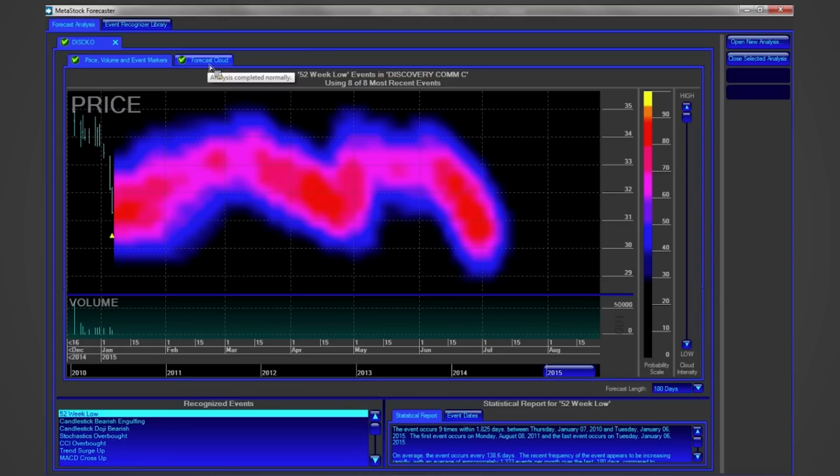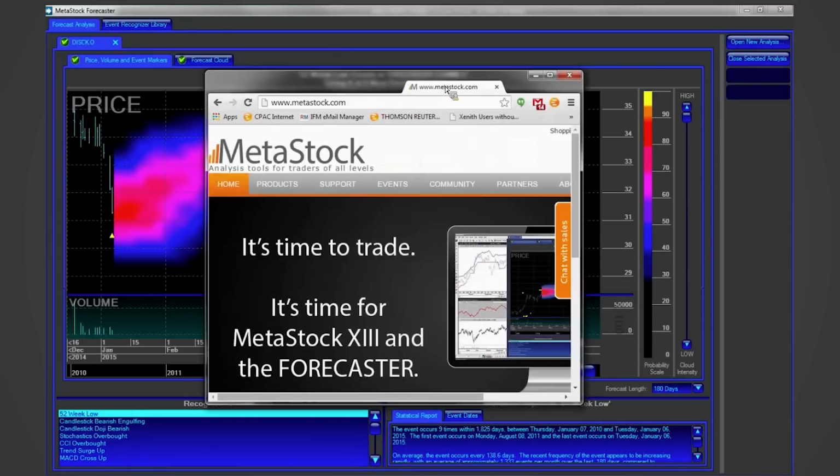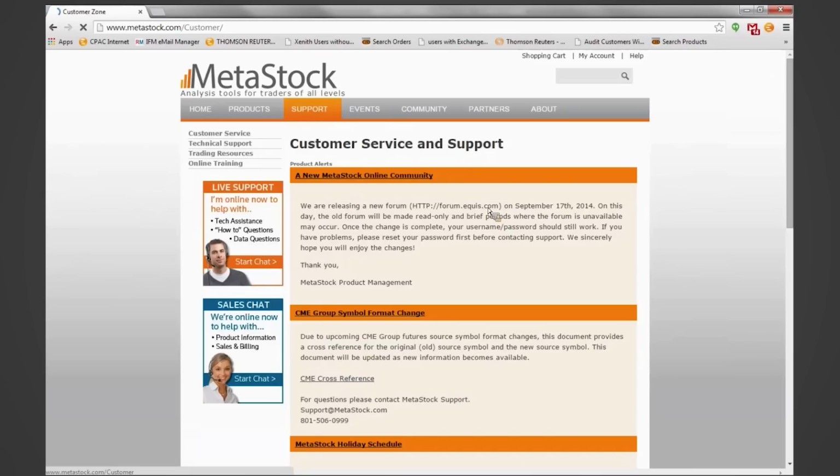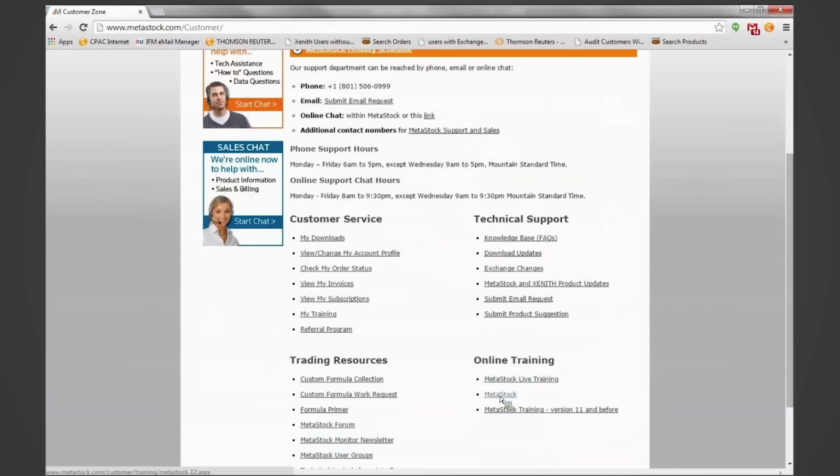Now, obviously, there's a lot of different trading strategies in MetaStock. There's a lot of different ways to do things. So what we try to do for people as they're using MetaStock, or if you have MetaStock, some of the things that you can do, and I'll just show you quickly some of the resources that are available to our traders. So here on MetaStock.com, if you click on the support tab and come down here at the bottom, you'll see this online training section under MetaStock.